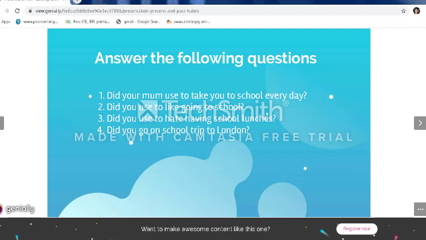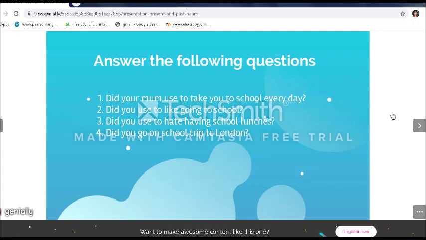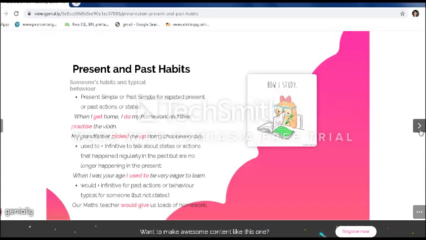As you can guess from your answers, we will talk about typical behavior and habits. So, to talk about someone's habits and typical behavior, we can use the present simple or past simple to talk about repeated present or past actions or states. As in the examples, when I get home, I do my homework and then practice the violin. My grandfather picked me up from school every day.